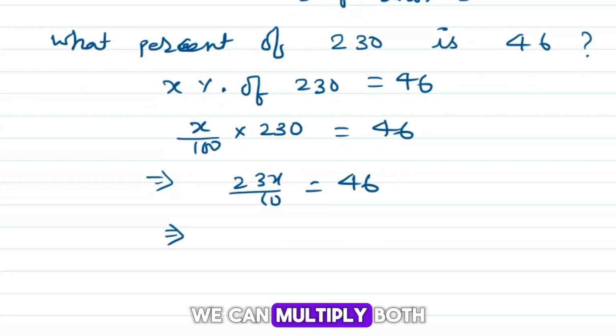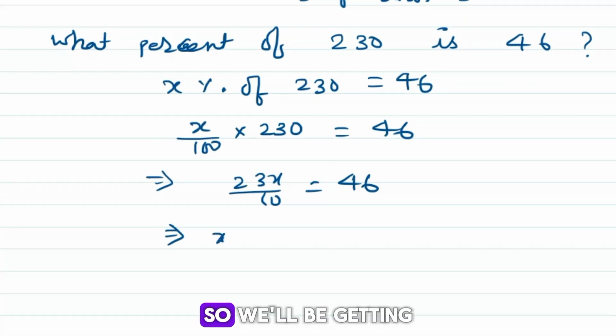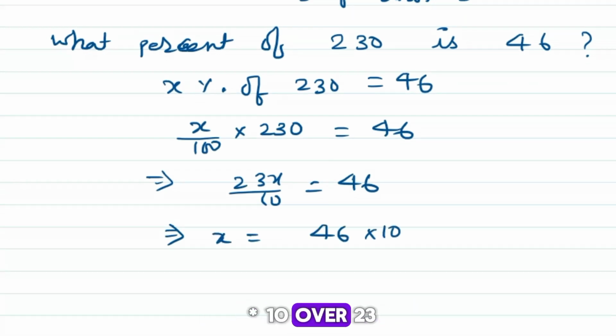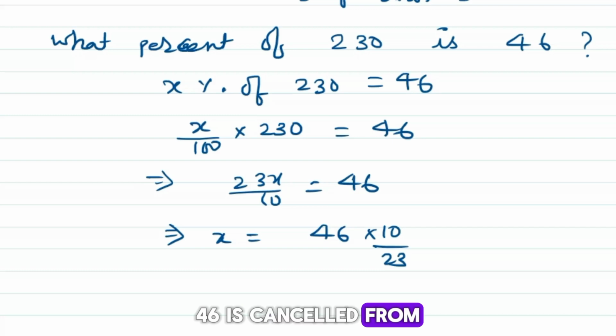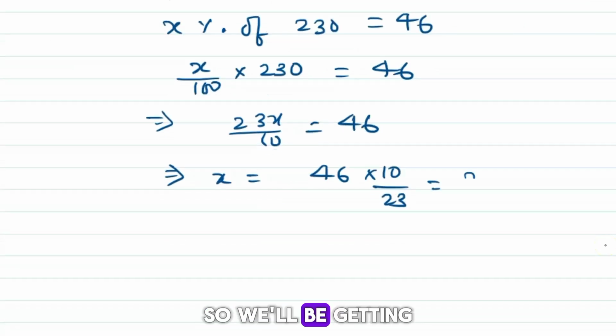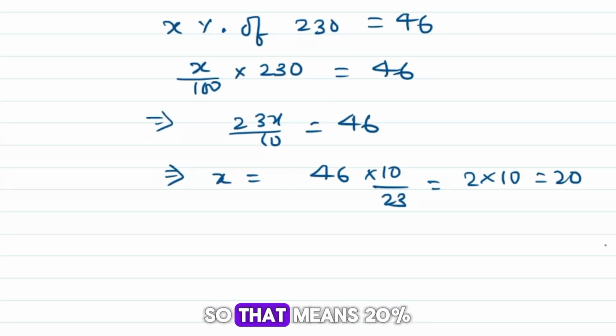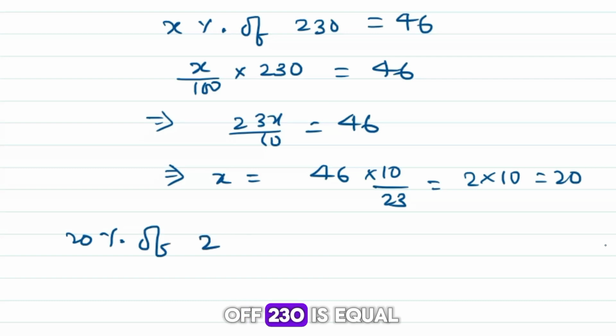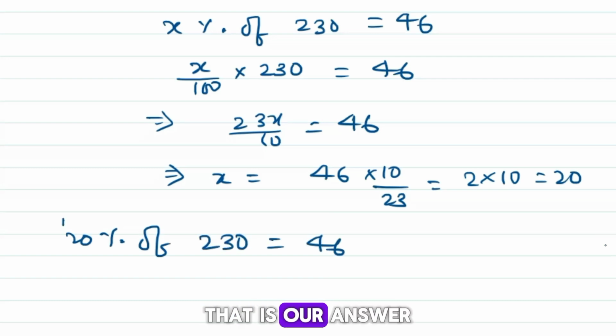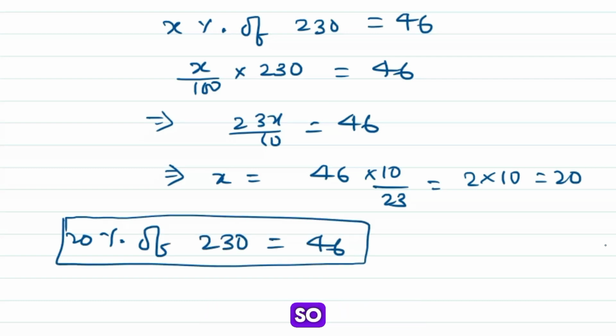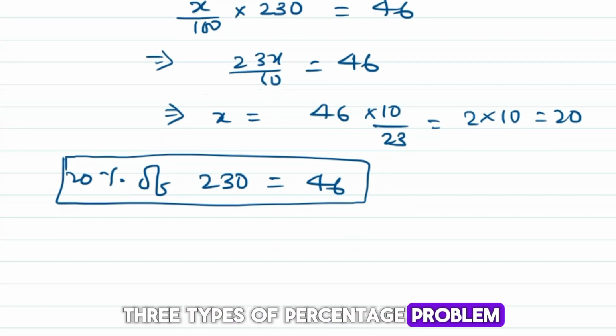From here we can multiply both sides by 10 over 23. So we'll be getting x equal to 46 times 10 over 23. 46 is cancelled out from 23 in 2 times, so we'll be getting 2 times 10, that is 20. That means 20% of 230 is equal to 46. That is our answer. Answer will be 20%. So these are the basic three types of percentage problems which we get.